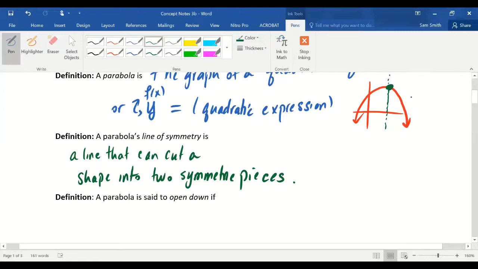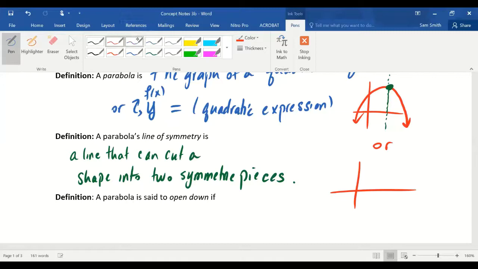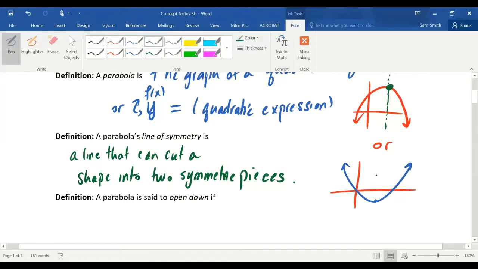But a parabola may also be vertically flipped compared to this picture. It may also come down and open back upward. So from a lowest point, opening up. This is possible as well. This shape is also called a parabola. And this shape can also be cut into two symmetric pieces with a vertical line right through, in our case, this lowest point. Both these are parabolas.